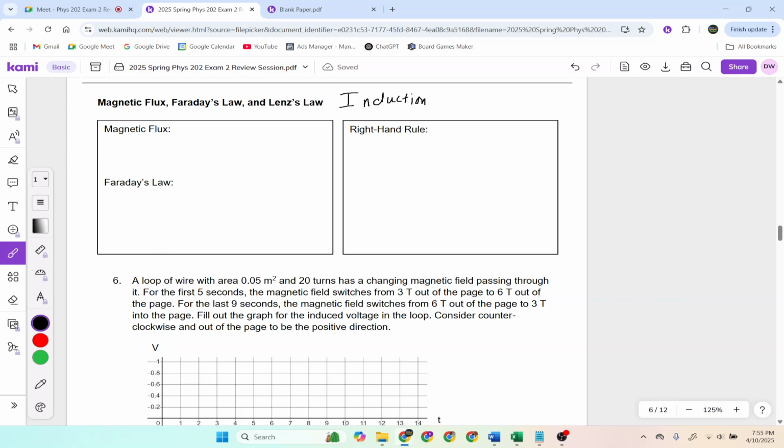The symbol is Greek letter phi, and that is going to equal B A cosine theta. B is magnetic field. A is area. The cosine theta is there. I'm just going to cross it out. It's more trouble than it's worth.